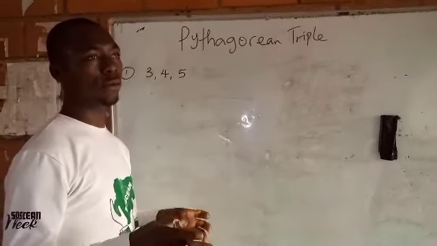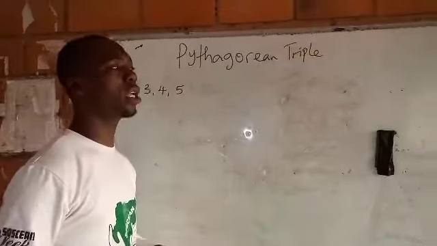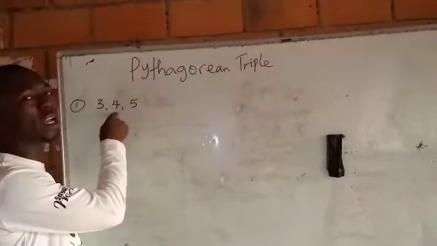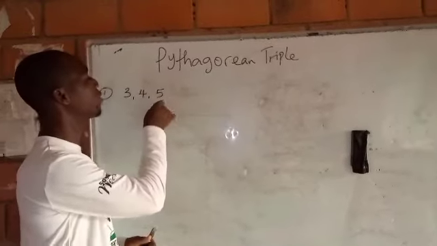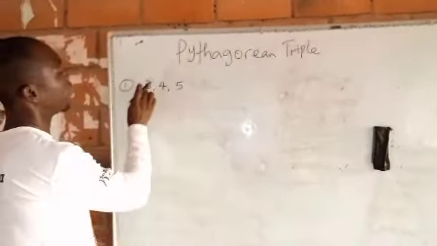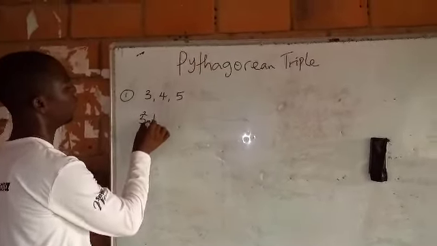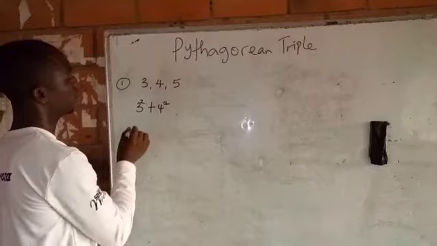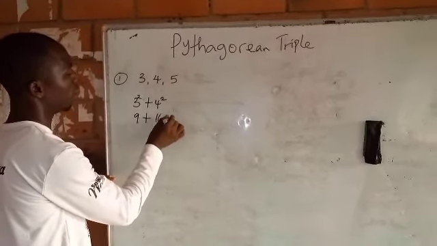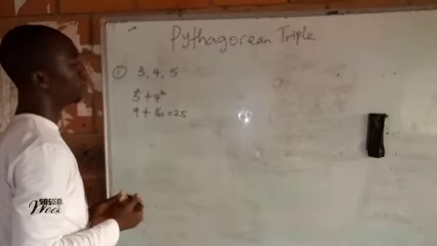When you have a set of numbers, usually 3, we call them a Pythagorean triple if the sum of the squares of the two smaller numbers is the same thing as the square of the largest one. That is, we have 3, 4, and 5 here. 3 squared plus 4 squared will be 9 plus 16, and this is 25. 5 is the largest of them here.